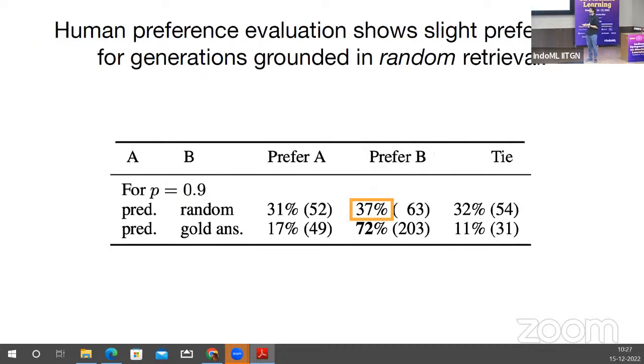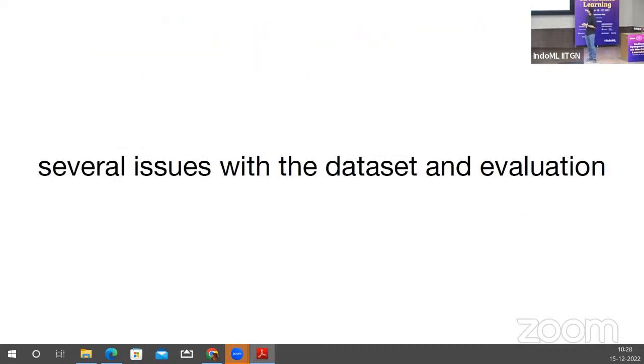So we found that with a human evaluation, humans in fact prefer answers that are generated conditioned on random retrievals than on the actual relevant retrievals. So there's something majorly going wrong with our setup here. Retrieval is not necessary at all.